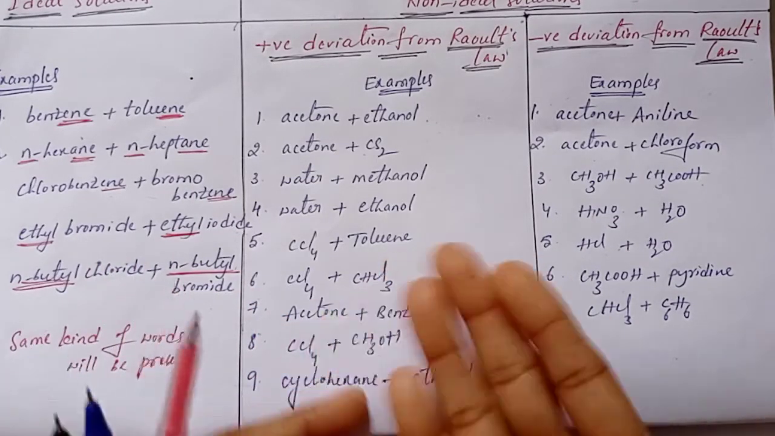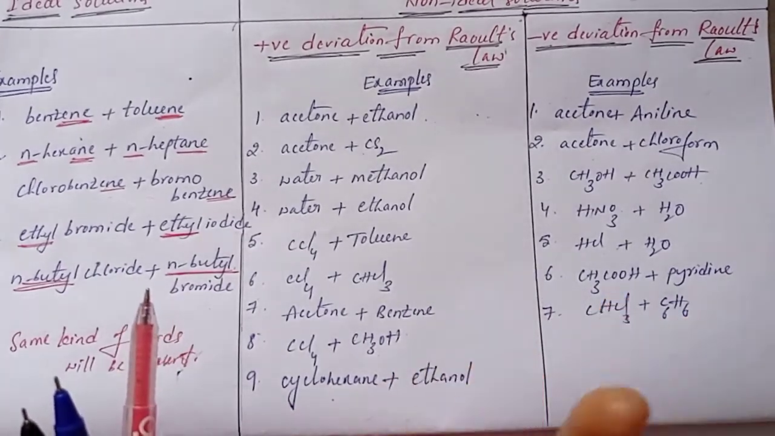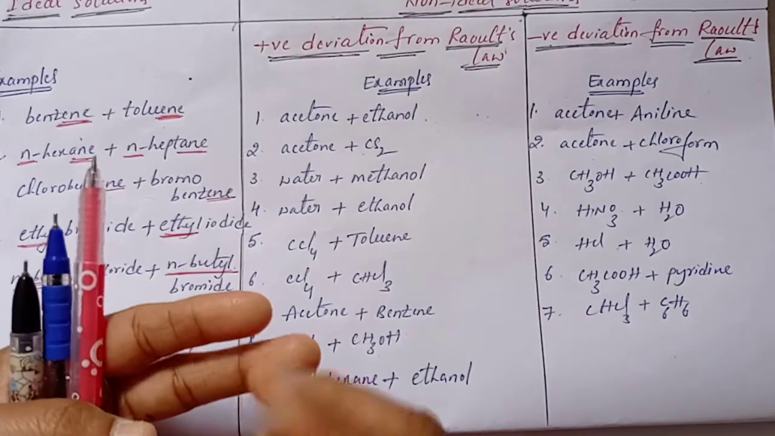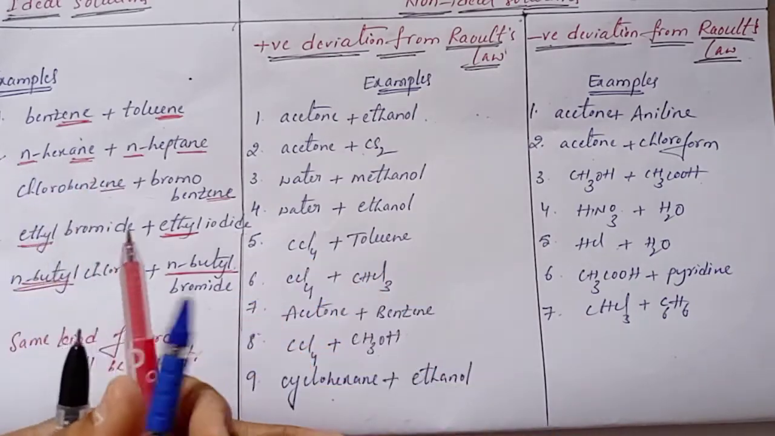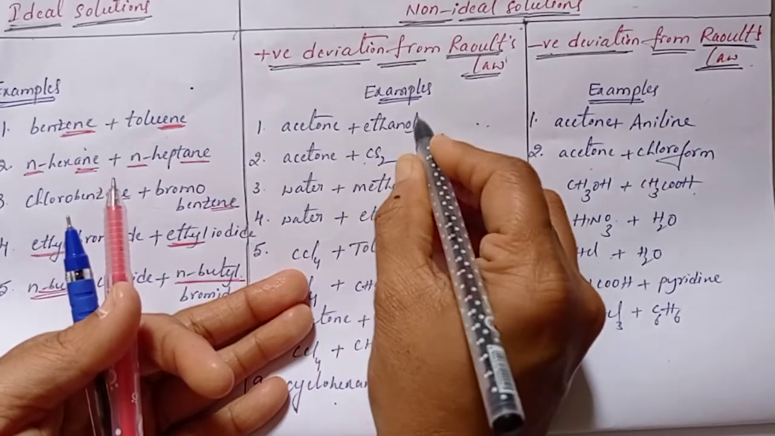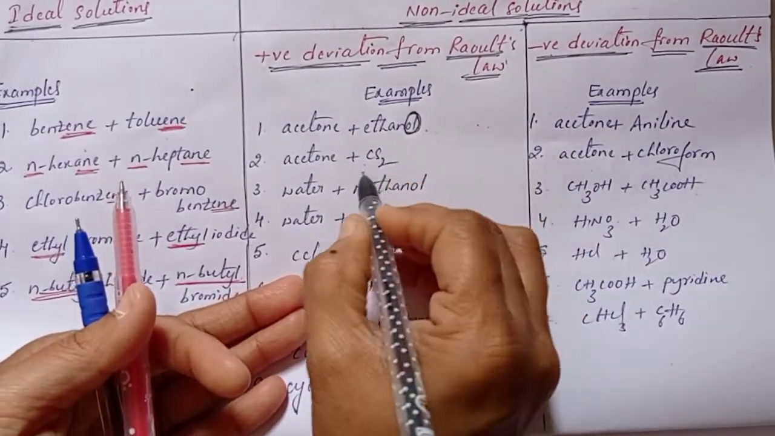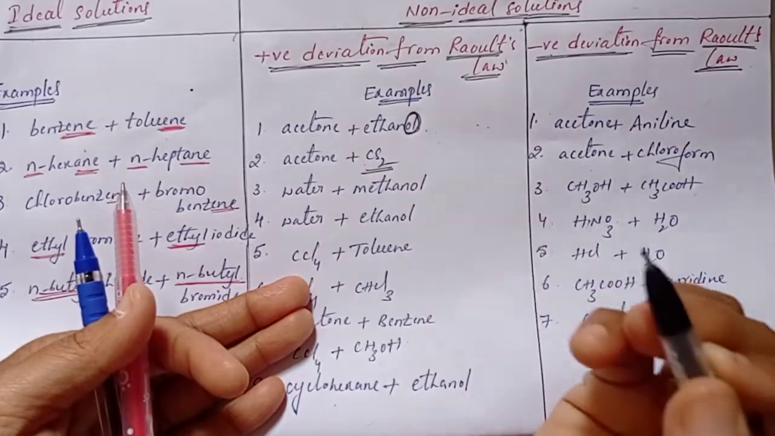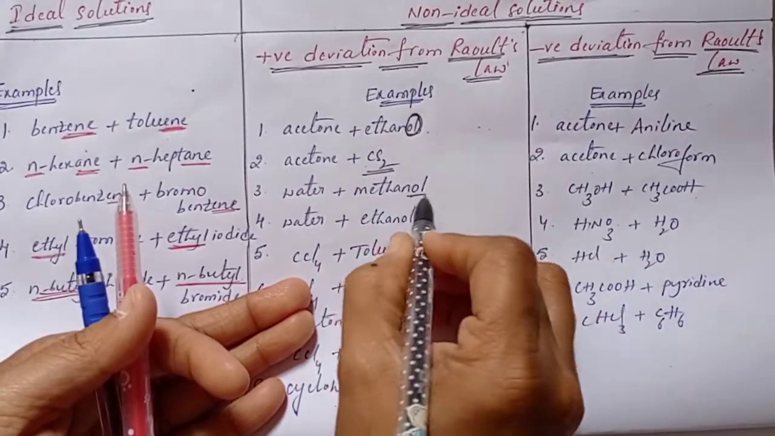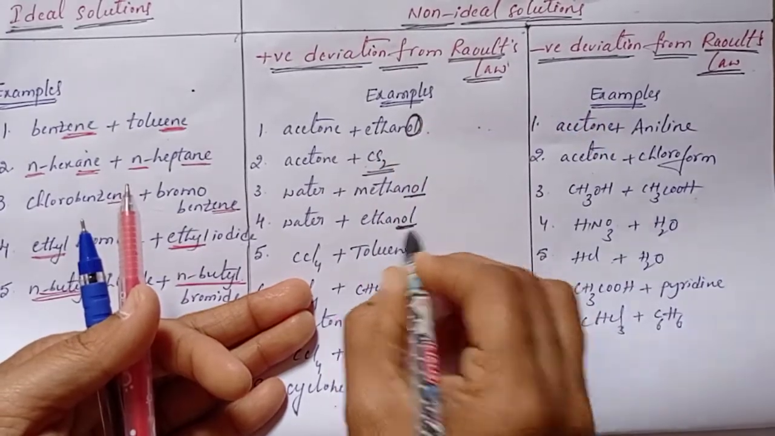So that means mostly alcohol, CS2, CCl4. You remember these three only: alcohol, CS2, CCl4. See students, here this is alcohol, correct? The functional group OH is there. And here CS2 is there, and here OH is there. OH means alcohol, CS2, alcohol.